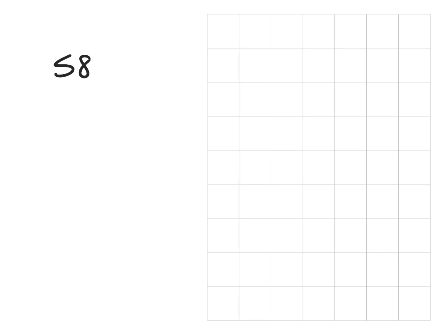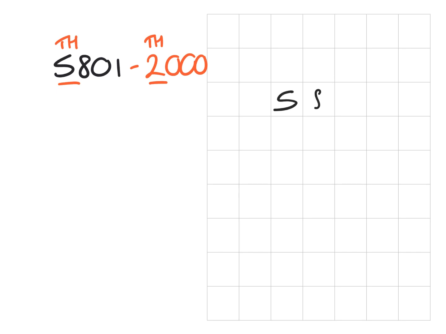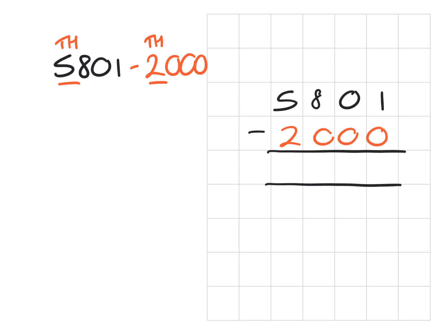And finally, on to subtracting a multiple of 1,000. So here's the 5,801 example again, and we're going to subtract 2,000. This is the column in which it's going to affect the thousands, and we'll clearly show this using the columns. So minus the 2,000, and we can see how the 5,000 and 2,000 are already lined up.